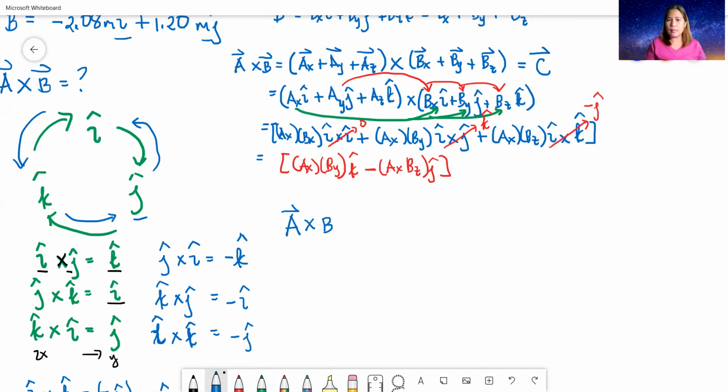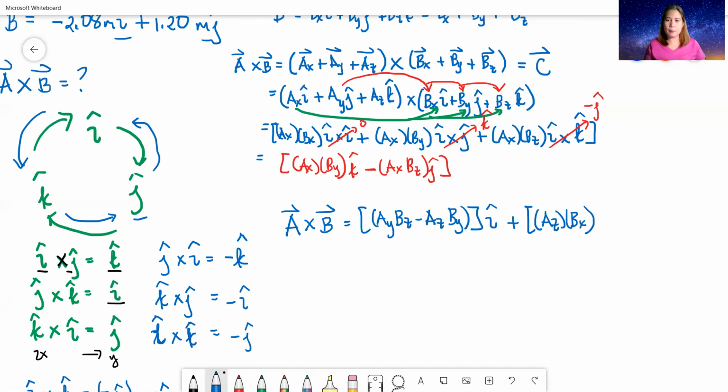Ito na yung dapat, when you simplified all the multiplication parts here with the correct cross product of the unit vectors, ito dapat ang lalabas sa sagot mo. So they should be, wait, let me think again. AY BZ minus AZ BY, and this will be the magnitude of the x component, plus you'll have AZ times BX minus AX times BZ. This will be the J component.